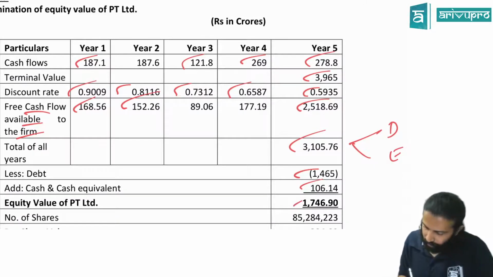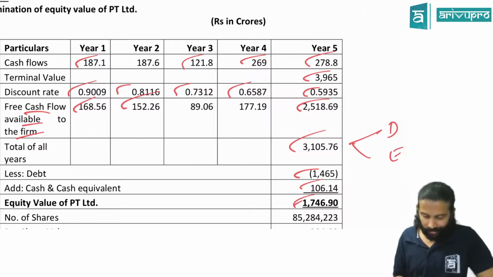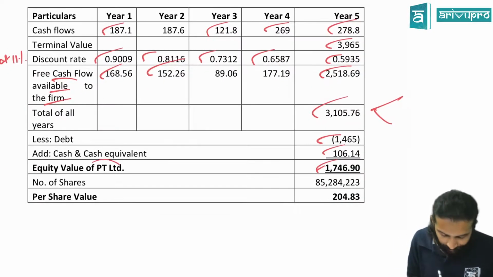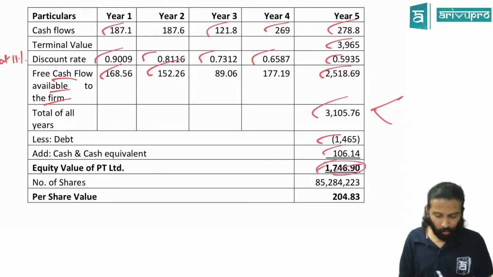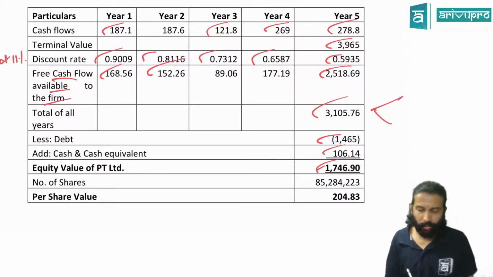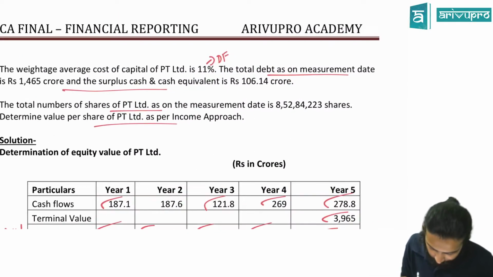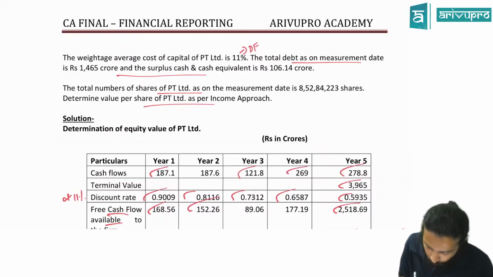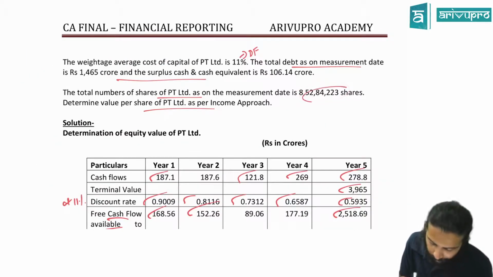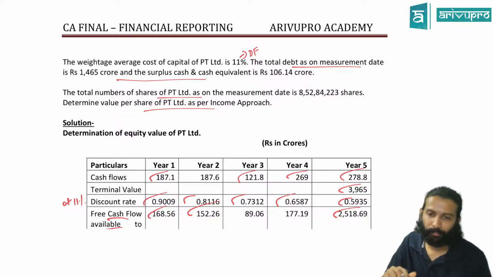So how much are you going to get? That will be 1746.90 crore. What is this? This is the equity value of the company, the total equity share value of this company. But did they ask the total value or the per share value, sir? Per share. And they told how many shares are there? This 1746.90 crore is a value for 8 crore 52 lakh 84,223 shares. So for one share, how much is the value?